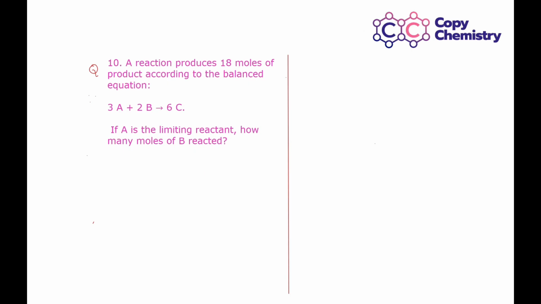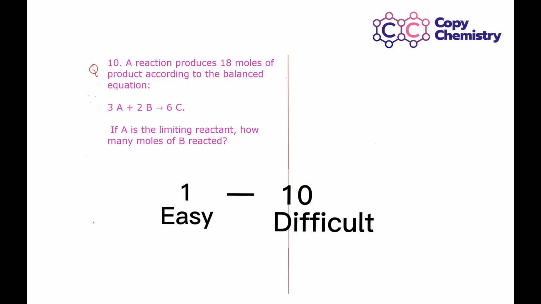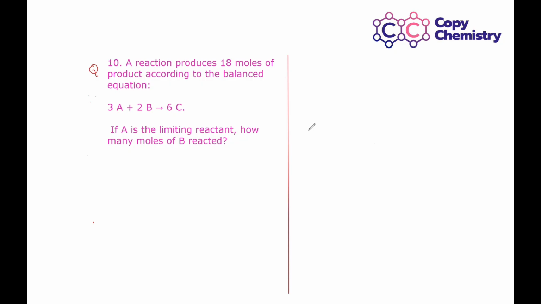Alright, are we ready? So you tell me, how difficult is this question on the scale of 1 to 10? A reaction produces 18 moles of product according to the balanced equation 3A plus 2B to give 6C. 18 moles of the product. That's C, right? C is the product, yeah. If A is the limiting reactant, how many moles of B reacted?